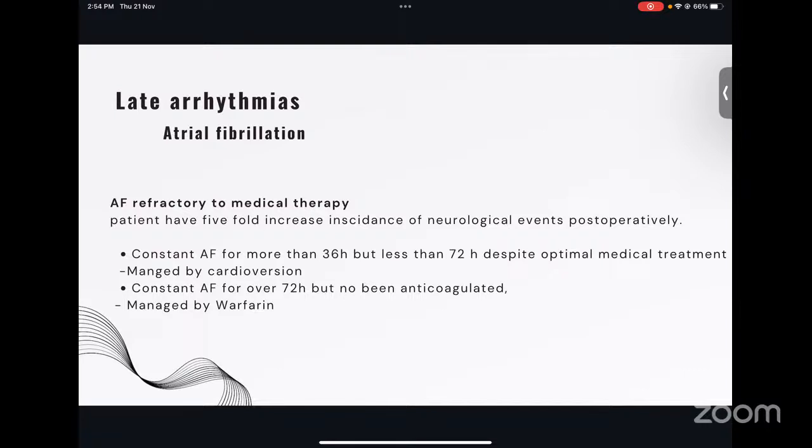Patients with constant atrial fibrillation for more than 36 hours but less than 72 hours, despite optimal medical treatment, should undergo cardioversion under transesophageal echo guidance. Patients with constant atrial fibrillation for more than 72 hours who are not anticoagulated should be sent home on warfarin with a target INR of 2 to 2.5, and a reduced dose of amiodarone, and reviewed in the clinic at 6 weeks.